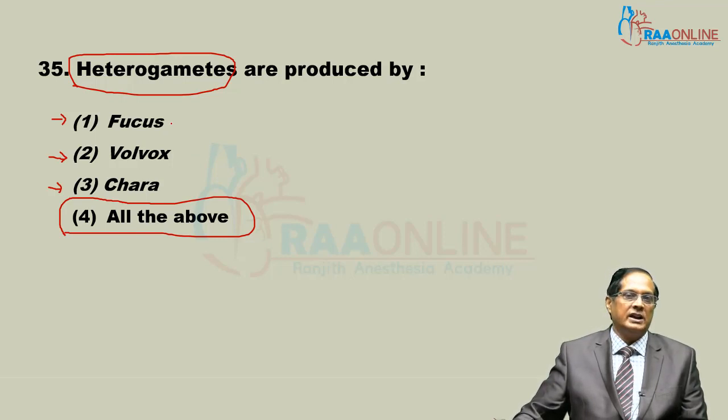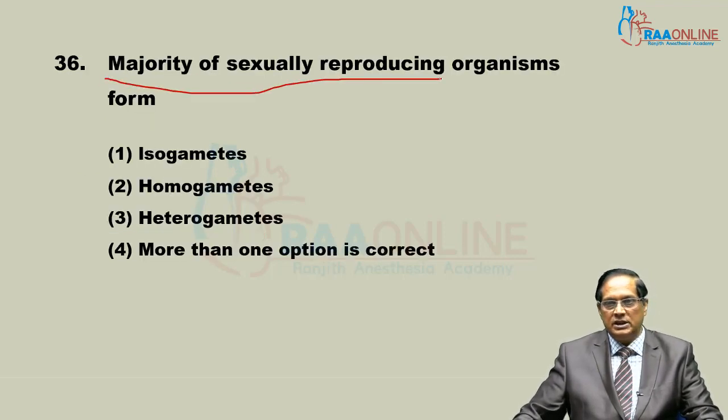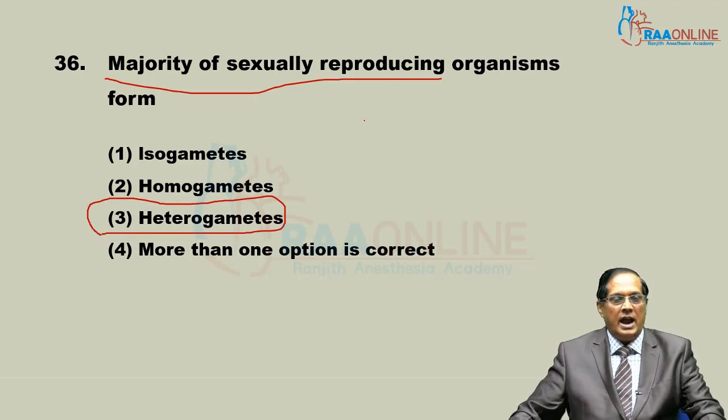If the gametes are identical, they are called homogametes, that is, we are not able to distinguish which one is male and which one is female. But if they are easily distinguishable, they are called heterogametes. Majority of sexually reproducing organisms are heterogametic. This is the correct one. Most of the plants are heterogametic.